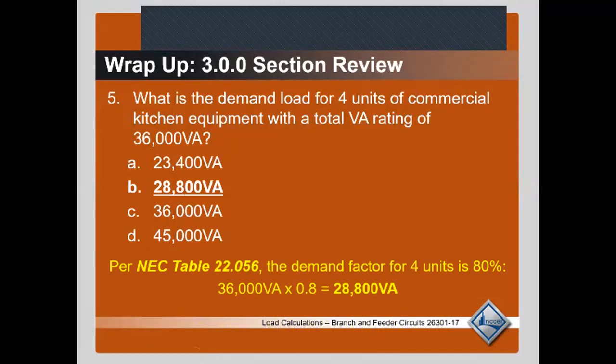Four units, 80%, 36,000 times 0.8 equals 28. So when you see the word demand load, multiply it times 0.8. When you see continuous load, it's 125%.